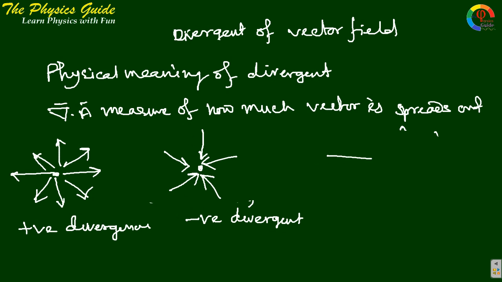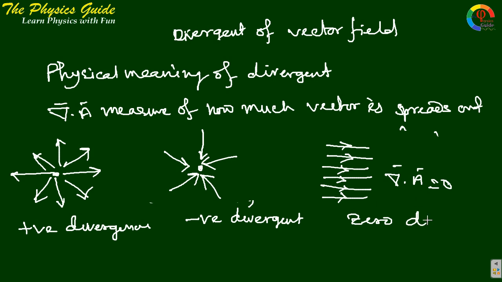We can imagine also a few parallel electric or magnetic field lines. This type of vector field line has divergence 0. So this is called zero divergence.